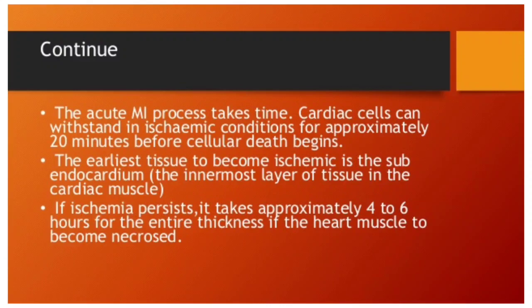The earliest tissue to become ischemic is the subendocardium. Now, the earliest tissue which will become ischemic, meaning inadequate blood supply, is the endocardium layer, which will subsequently lack blood supply. If ischemia persists, it takes approximately 4 to 6 hours for the entire thickness of the heart muscle to become necrosed. It means if ischemia persists for a longer time, it will take almost 4 to 6 hours for the entire thickness of the heart muscle to become necrosed.